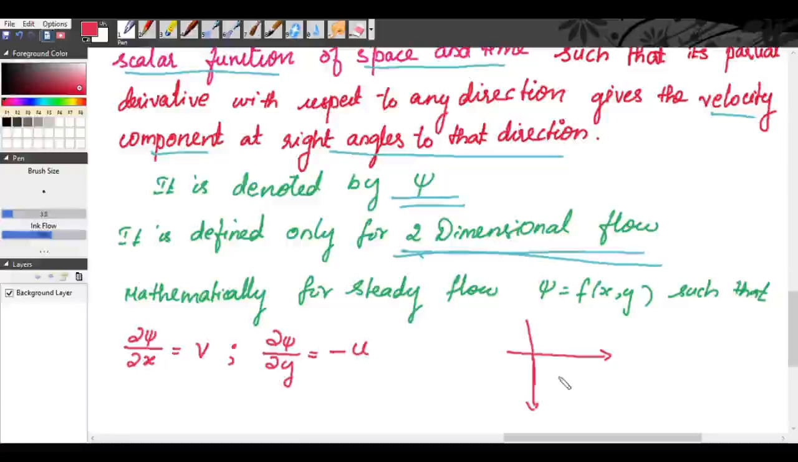Minus u, because see, this is u and this is v. Dou psi with respect to x will give you v, and after that with respect to y it gives you u. That means the direction is changing, right? So that is why your sign is minus.